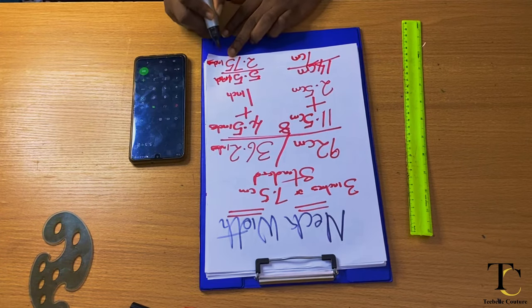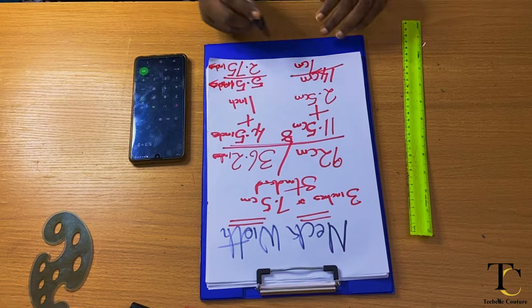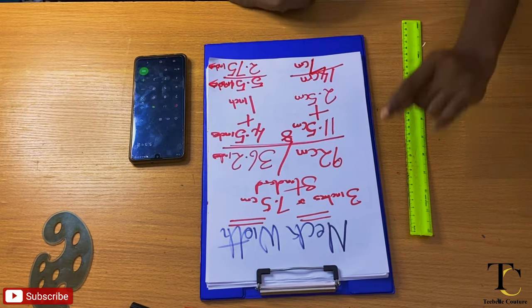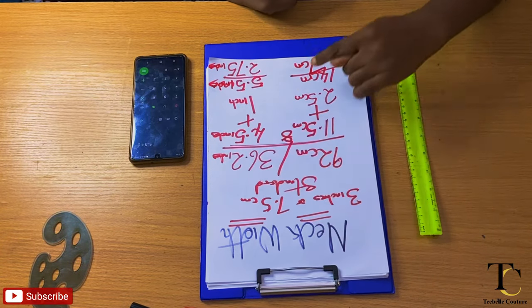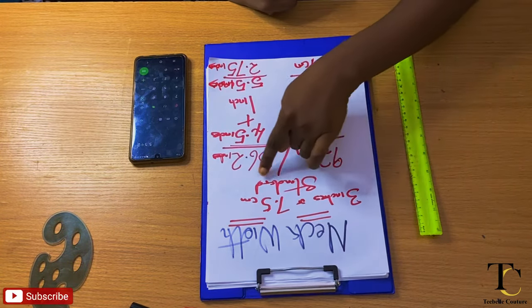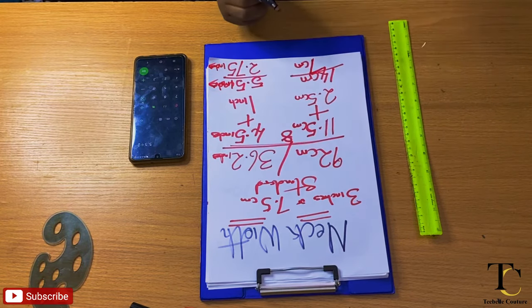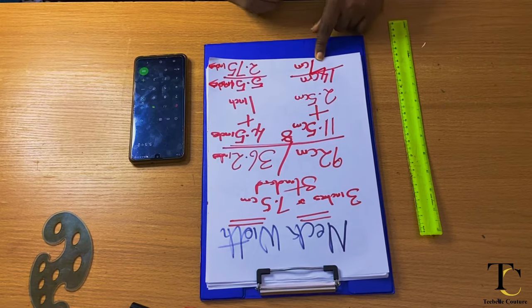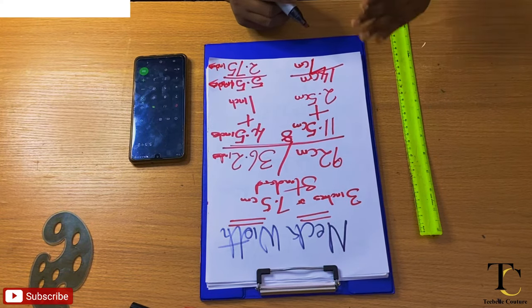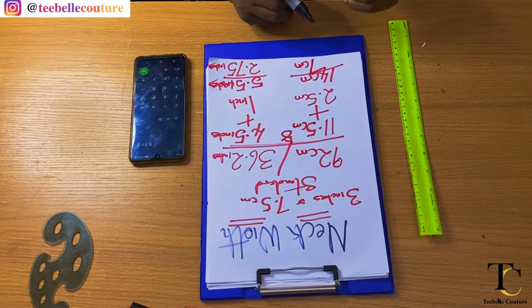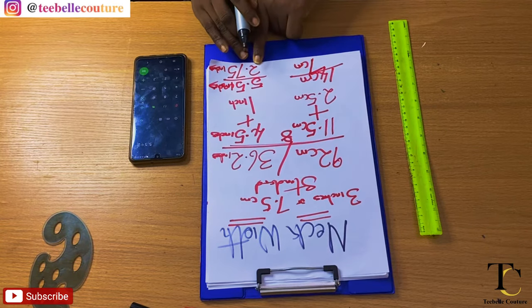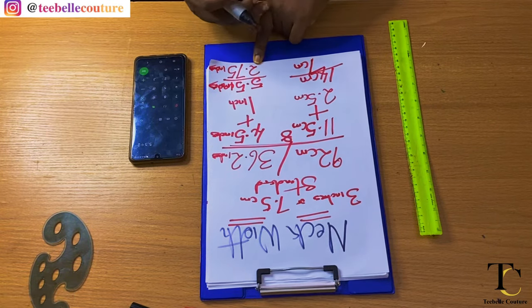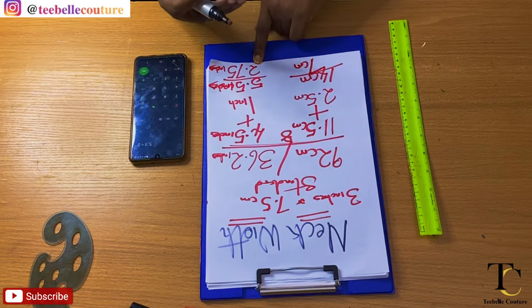If you look at a standard, you are meant to mark 3 inches or 7.5 centimeters. But even if it's a little short of 3 inches or 7.5 centimeters, what I got after using this method is my exact neck width. It's not going to be too wide around the neck. The basic neck should be firm around my neck, not wider than what is supposed to be the basic neck. So using this method, you're going to get your accurate neck width, nothing short of it, nothing on the high side.